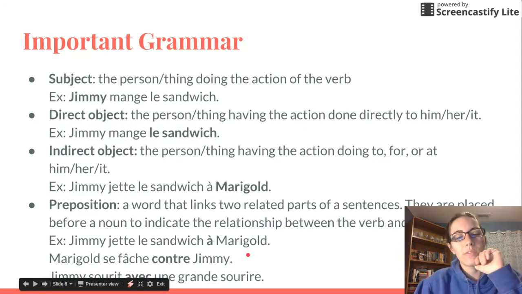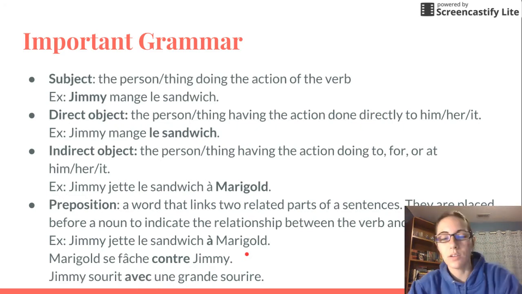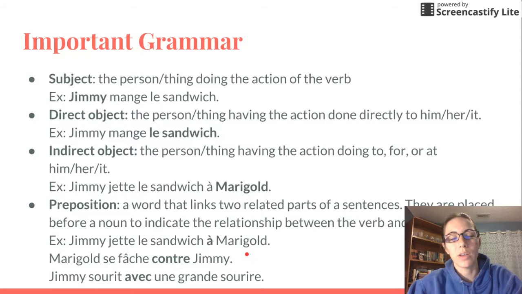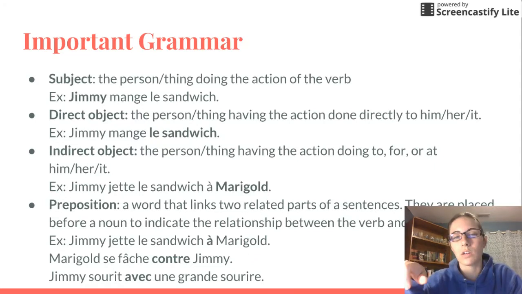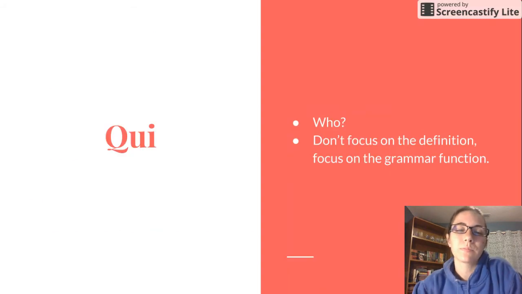Jimmy sourit avec un grand sourire. Okay, so Jimmy is smiling with a large smile. Okay, you're getting the relationship between sourit and un grand sourire. He's smiling with un grand sourire.